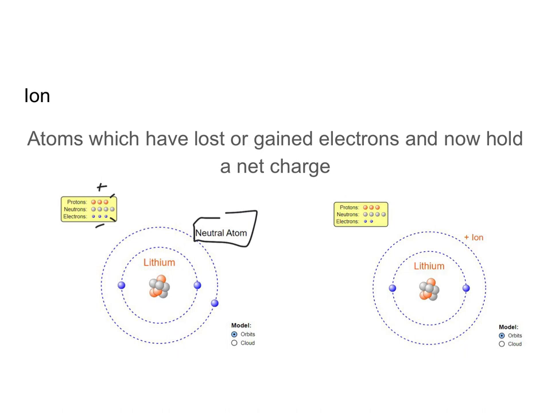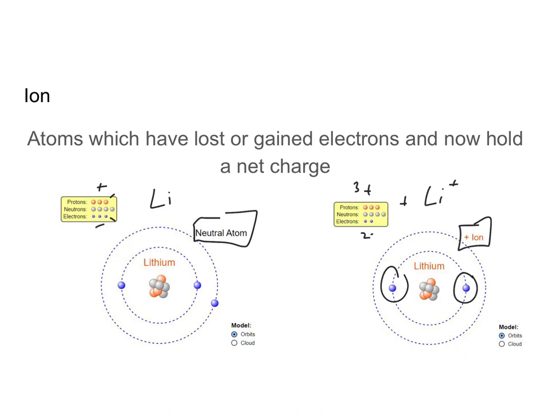So this isn't changing what element this is. These are both lithium. But this lithium has a positive charge because it only has 2 electrons. You can see that I've got 3 positive charges and 2 negative charges. And so my 2 negative charges balance out 2 positive charges, and I'm left with 1 net positive charge. And so that is considered an ion.